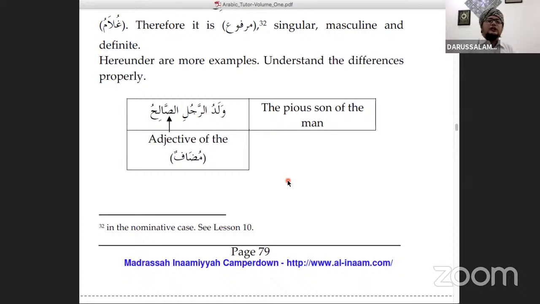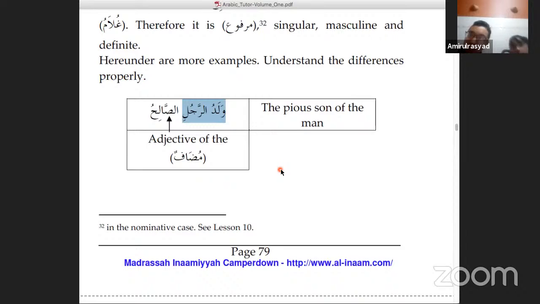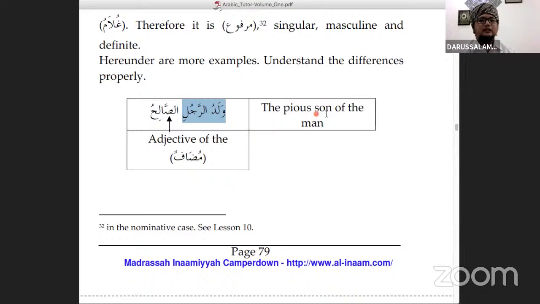Waladur rajuli as-salihu. You see? Translate this first. Waladur rajuli. Try translate that first. The son of the man. You see? Waladur rajuli. The son of the man. Now you want to put a sifah, adjective.